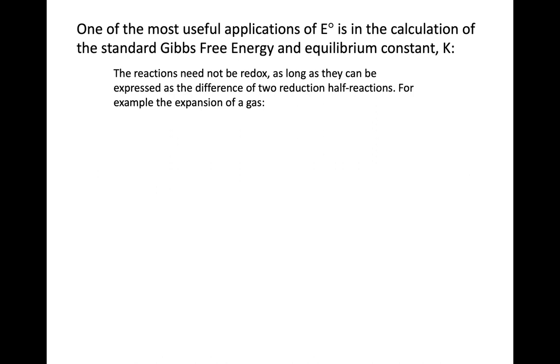So the reaction doesn't have to be a redox reaction for us to do this, as long as we can combine two reduction half reactions to get the overall reaction of interest. So even something as simple as the expansion of a gas. For example, if we flip one reduction, which makes it the difference between the two, of hydrogen gas being reduced or being oxidized to hydrogen ions, we could think about that cell potential.